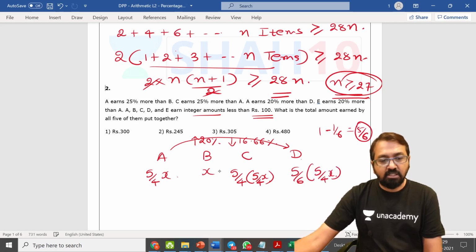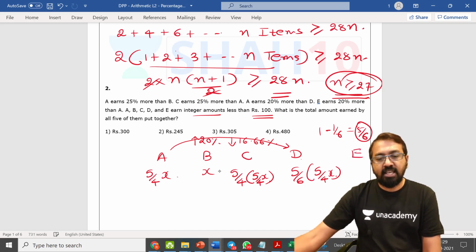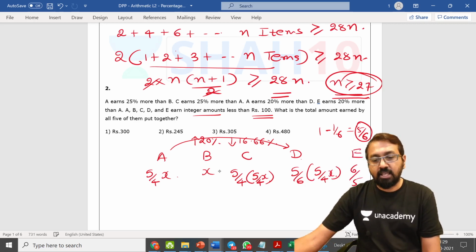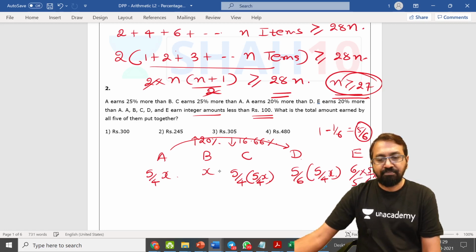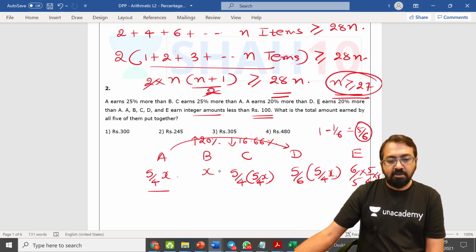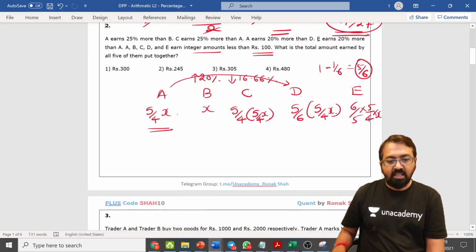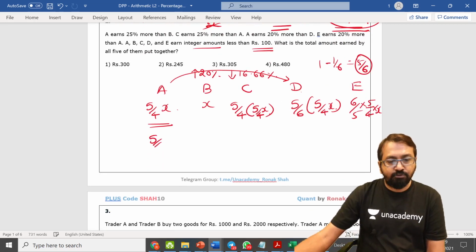And further, E earns 20% more than A. So E earns 20% more than A. So 20% more than A means 6 by 5 times A's value, which is 5 by 4 of x. So now if I just simplify all these values, A will remain as it is, 5 by 4x.